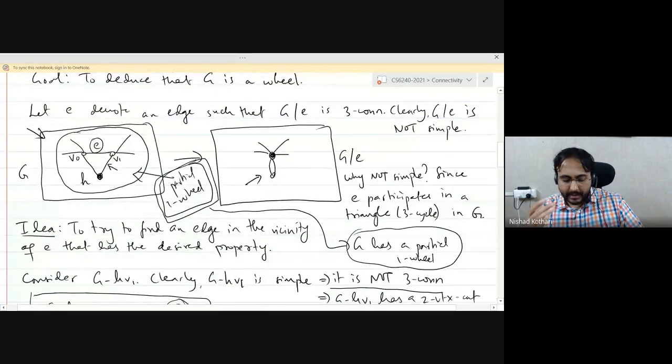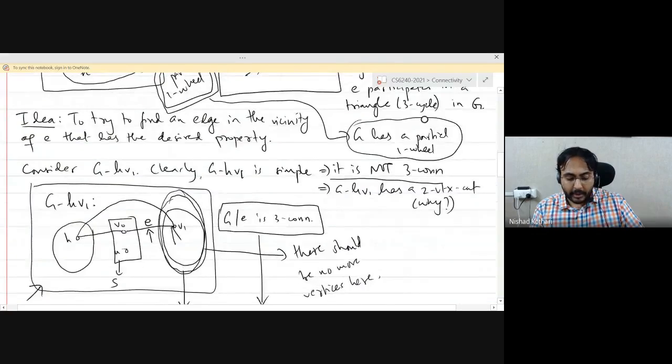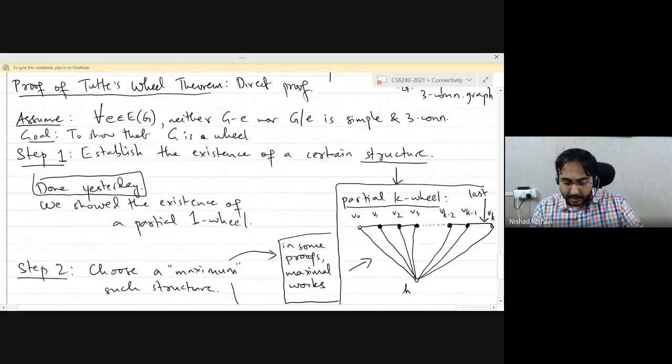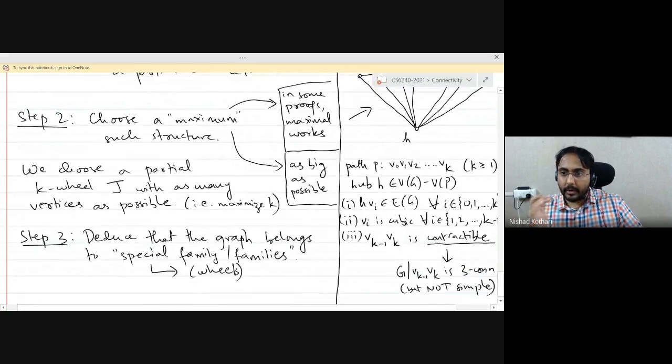Now, step 2. Yesterday I tried to go further and I showed you that there is a partial two-wheel in the graph, although that is not actually necessary in the proof. I just wanted to give you intuition, right? So we don't need to actually show the existence of a partial two-wheel. We have shown the existence of a partial one-wheel, and now we are going to go to step 2.